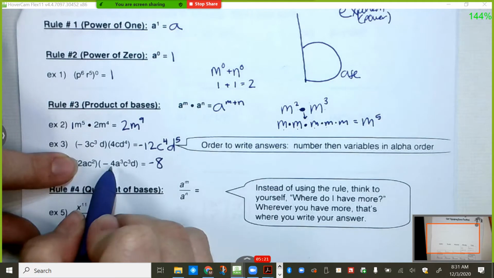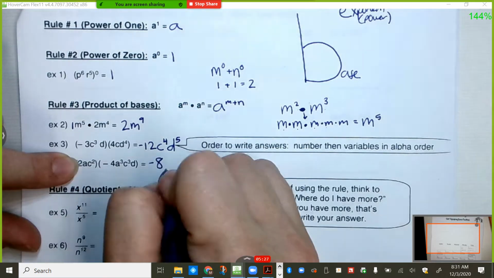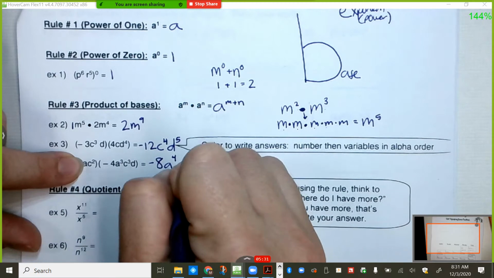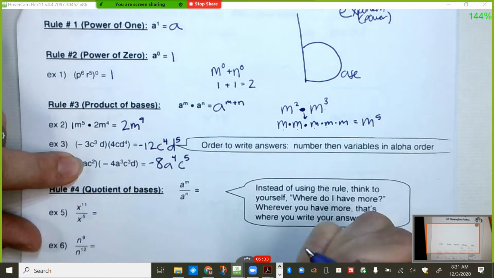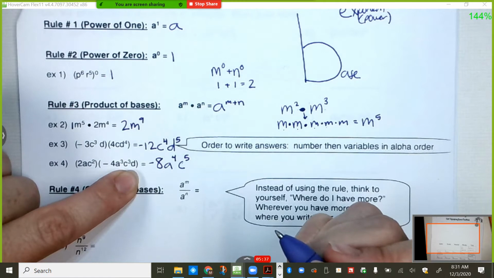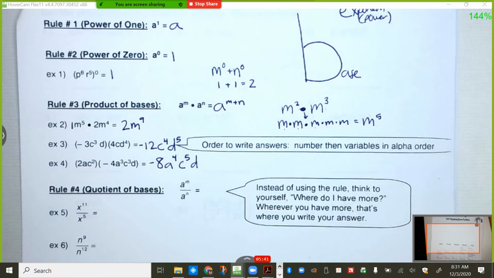A times A cubed is A to the 4th power. C squared times C cubed is C to the 5th power. And then there's just this D left over here. What do I do with that? Just bring it over there, whatever it is. If there's nothing to multiply, it stays the same. Okay? Any questions with that?